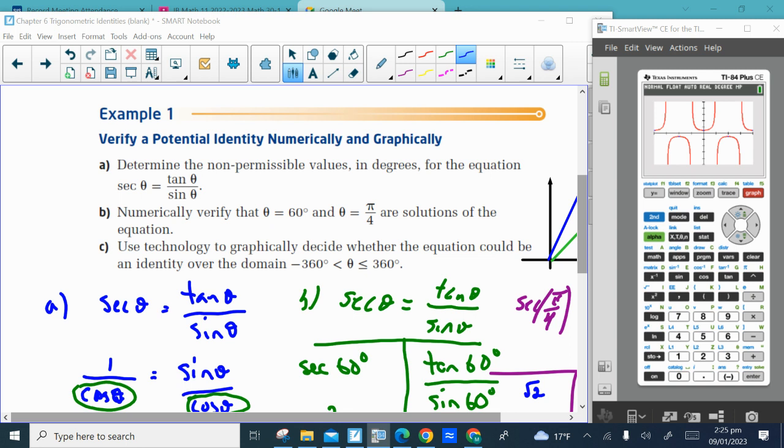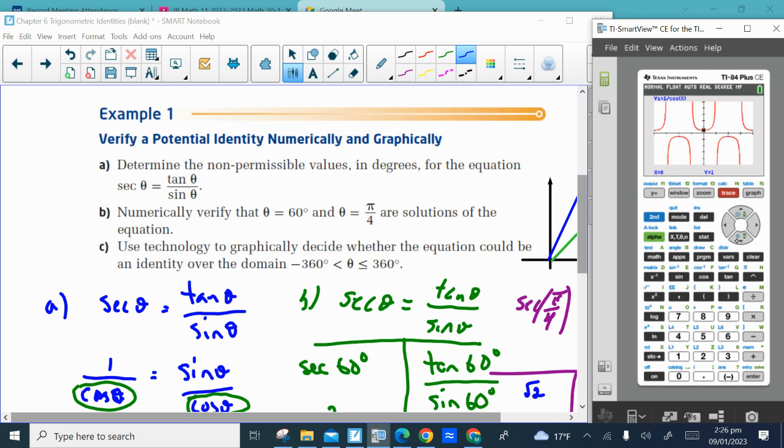Okay, so to check that, go into the trace mode. Notice that it does give us a value of y when x equals 0. However, that's because we're actually on y1, which is 1 over cosine x. 0 degrees is not a restriction for secant, or 1 over cosine, because the cosine of 0 is 1. And so when you find the value of the secant of 0, it's 1 divided by the cosine of 0, and the cosine of 0 is 1.